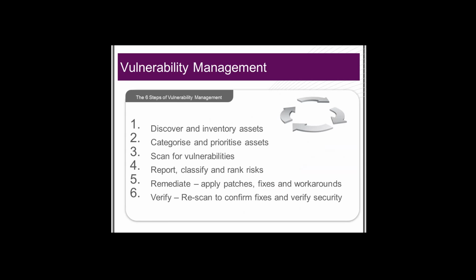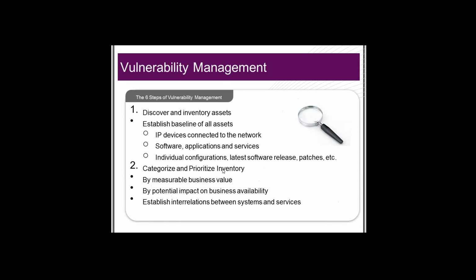Now, here are 6 steps of vulnerability management that I want to go over for you. I'm going to go over each one of these individually. Up front we have discover and inventory assets. I talked about that. Categorize and prioritize them. Scan for vulnerabilities, as we spoke about. Report, classify, and rank them. Remediate, and then verify. I talked about these, but I want to add just a little bit more to each one of these as we go on.